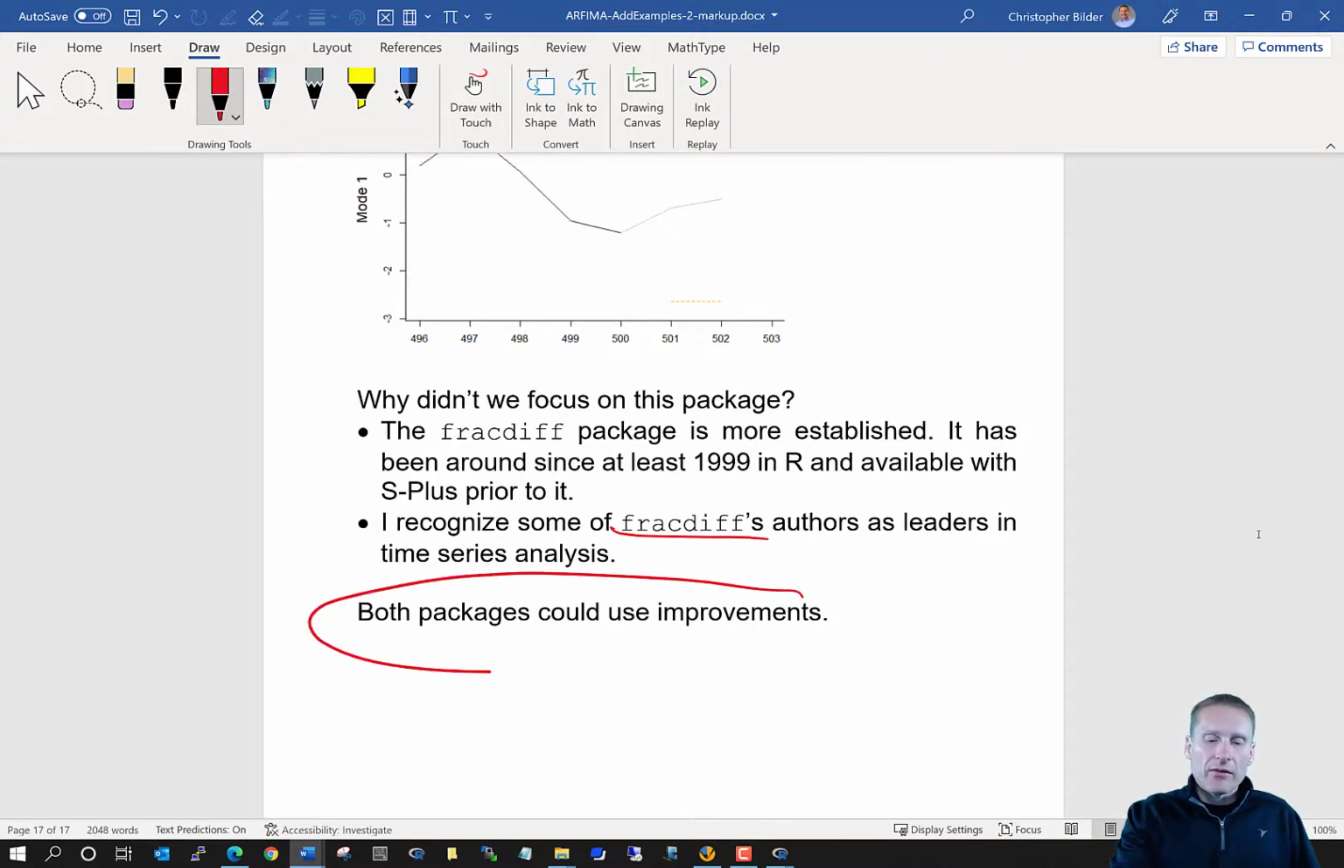In the end, though, all packages that do some kind of ARFIMA modeling in R could definitely use some improvement. The fracdiff package is definitely not perfect. So that concludes this introduction to ARFIMA models.